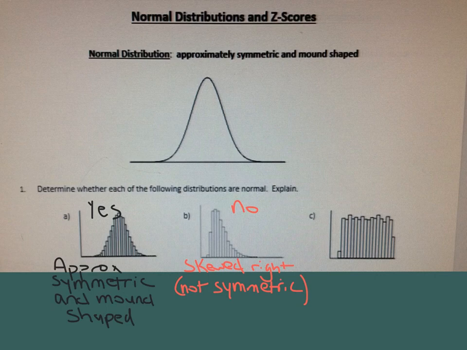All right, letter C. This one, although it is approximately symmetric, the left half is approximately symmetric with the right half. It's definitely not mound-shaped, so I would say no for this one as well. And you could say, although it's approximately symmetric, it is not mound-shaped.